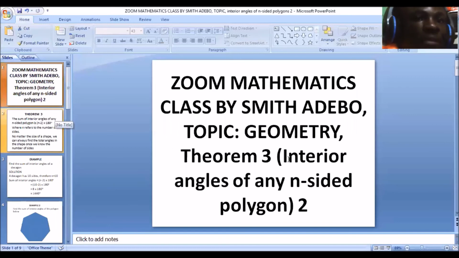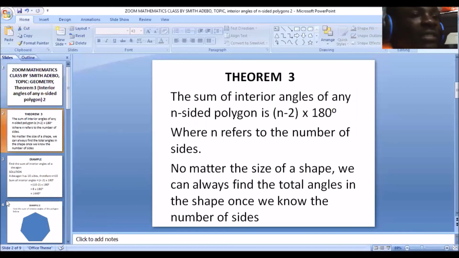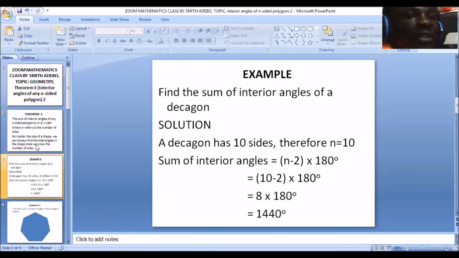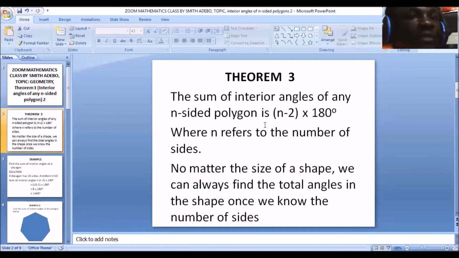So today, what we treated was geometry, theorem 3, interior angles of an n-sided polygon. We started talking about it in the previous class, and I told you that the formula is n minus 2 times 180 degrees, the sum of interior angles. And I said no matter how large a shape is, or how many sides it has, you can always determine the sum of interior angles when you know the number of sides.